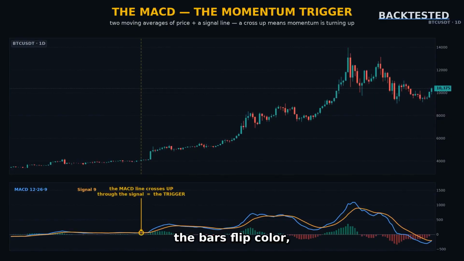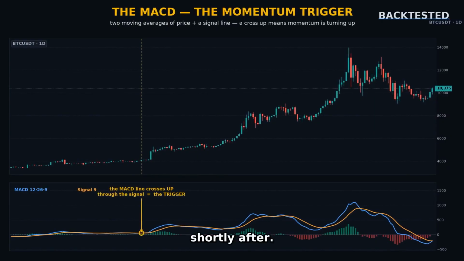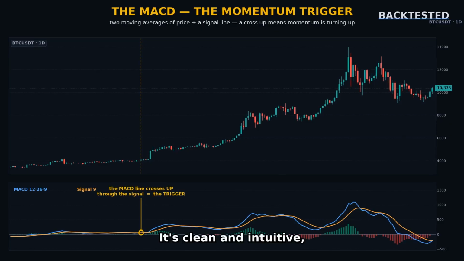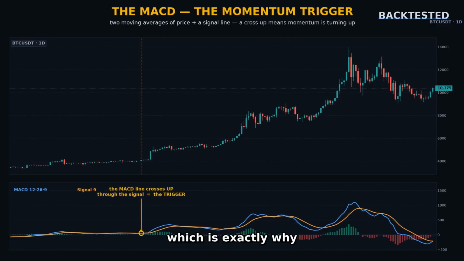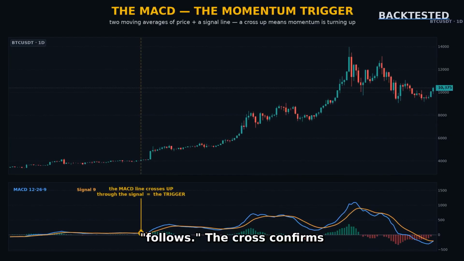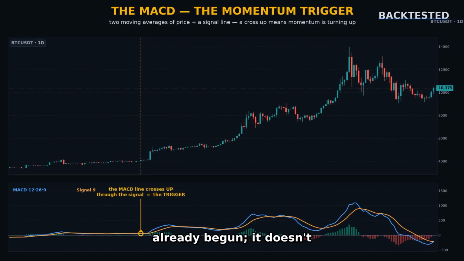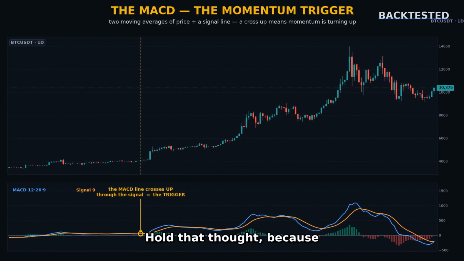The bars flip color, and the move follows shortly after. It's clean and intuitive, which is exactly why so many traders lean on it. But notice the word follows. The cross confirms a shift that has already begun. It doesn't call it in advance. Hold that thought because it becomes important later.